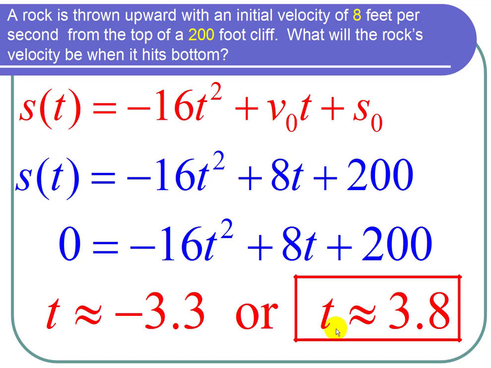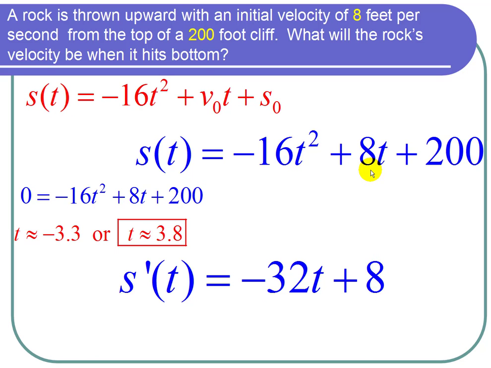So the relationship between position and velocity is that the velocity is the derivative of the position function. So I next take the derivative of our position function. So if our position function is negative 16t squared plus 8t plus 200, I take the derivative. The derivative of t squared is 2t. 2 times 16 is 32. So I get negative 32t. The derivative of 8t is just 8. And the derivative of 200 is 0. It goes away. So there's my velocity function.